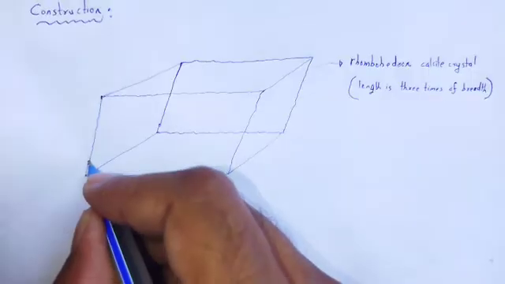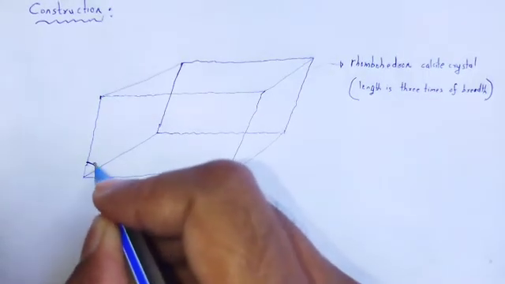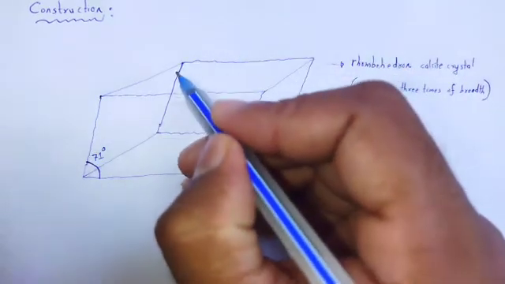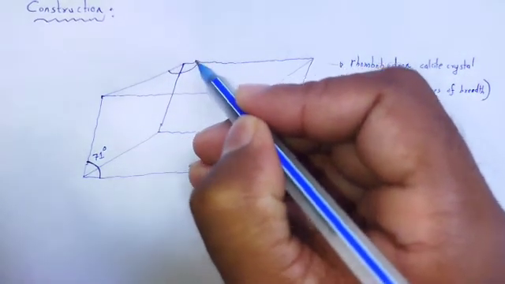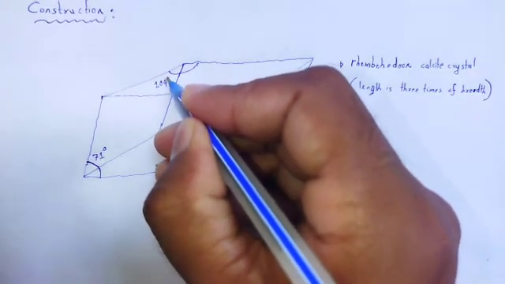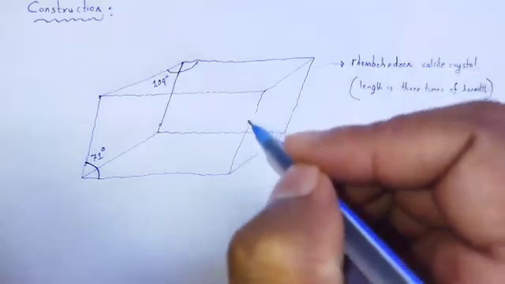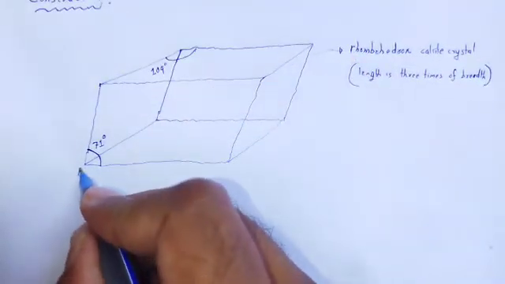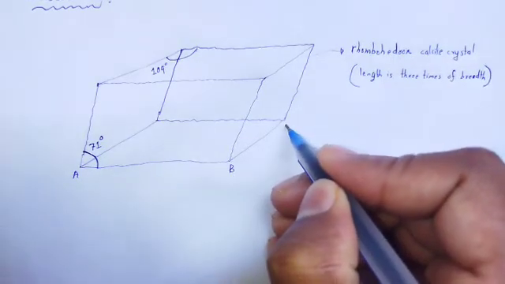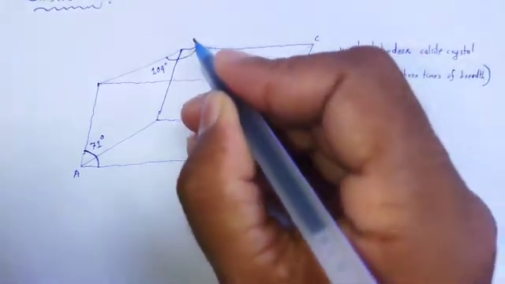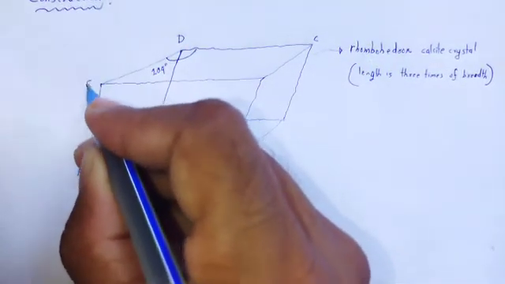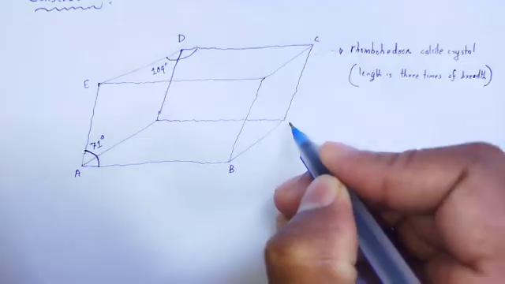And this angle is 71 degree, and this angle is 109 degree. We name the corners A, B, C, D, E, F.